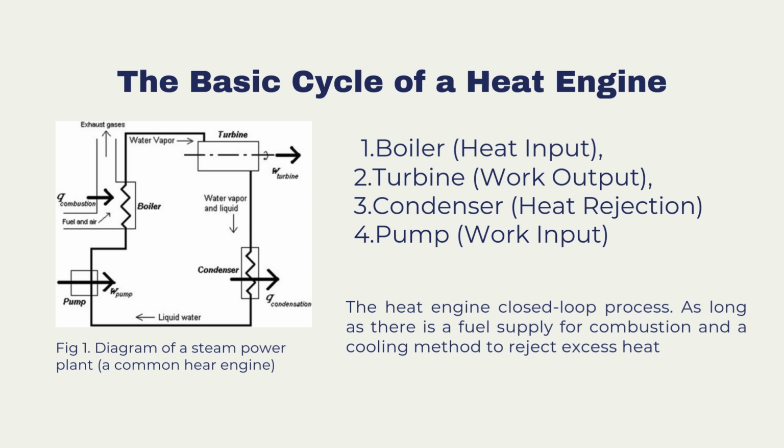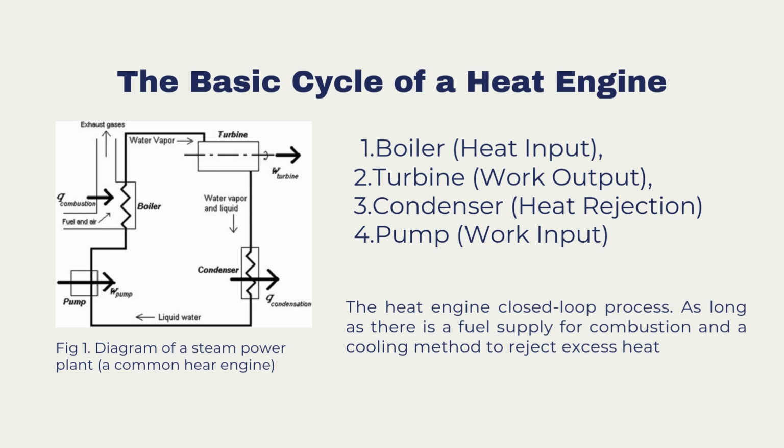Next, we have the turbine for work output. The pressurized steam enters the turbine and expands. As it expands, it pushes against the turbine blades, causing them to spin. This spinning motion produces mechanical work, which is often connected to a generator to produce electricity. The steam exits the turbine at a much lower pressure and temperature, having given up much of its energy to produce useful work.